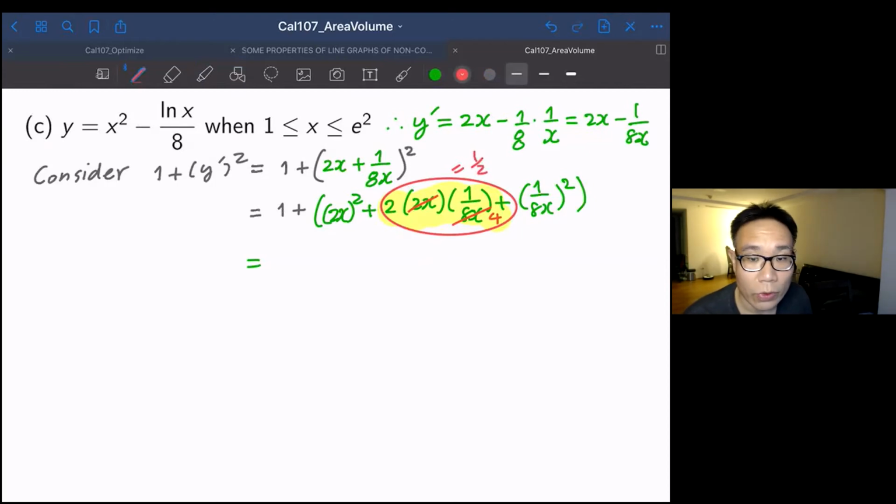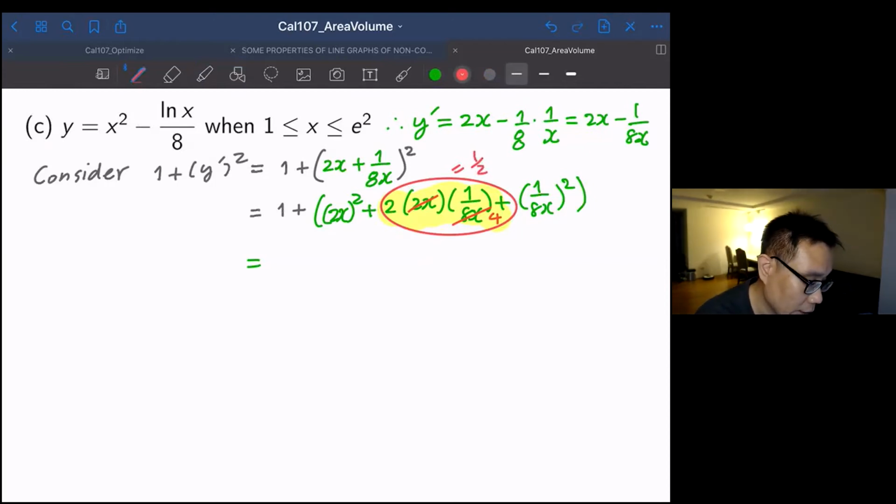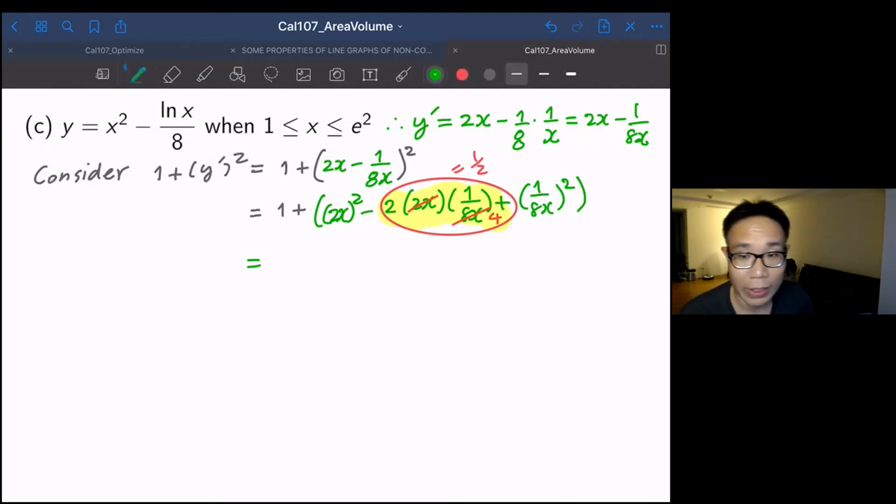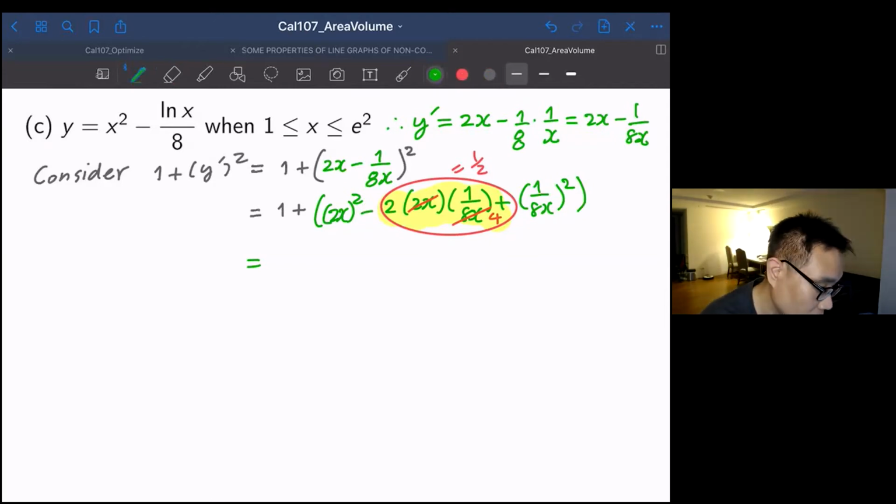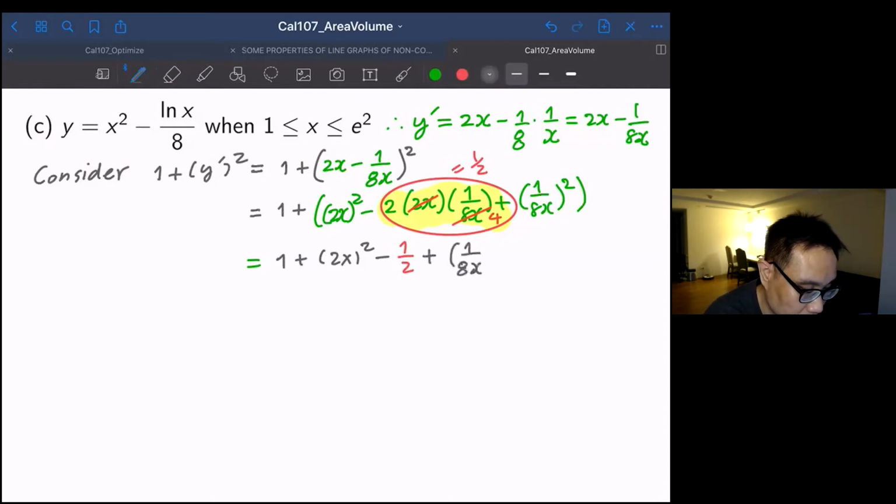I made a mistake here. It's going to be negative, sorry. So please correct this one to negative for me. So you would get 1 plus 2x squared minus 1/4, and you add 1 over 8x squared.